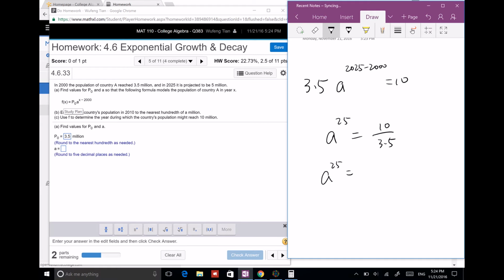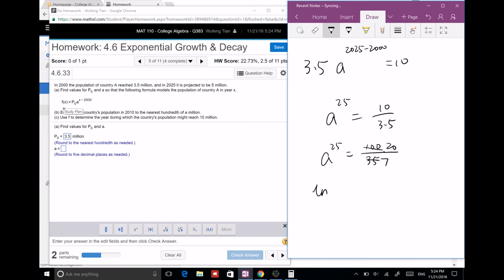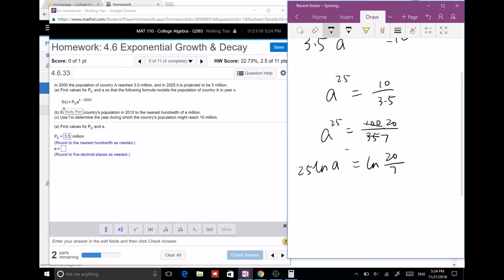What is the number? So 10 divided by 3.5 equals, we'll just reduce by 35, or 100 divided by 5, so 20 over 7. Okay, so what you need to do, you can take an ln on both sides. ln A to the 25, because 25 you can bring down in front, it's going to be 25 times ln A equals ln 20 over 7. So you can get ln A.